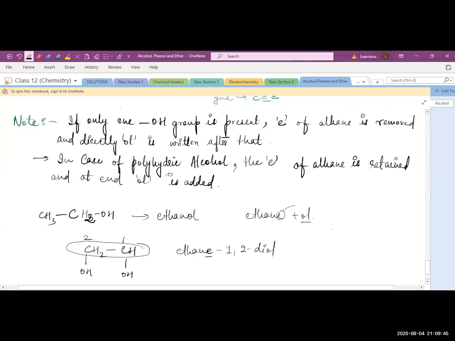And here, if you are also writing the position, suppose on the first carbon the hydroxyl group is attached, you will write ethan-1-ol or ethan-2-ol, not ethane 1 ol.